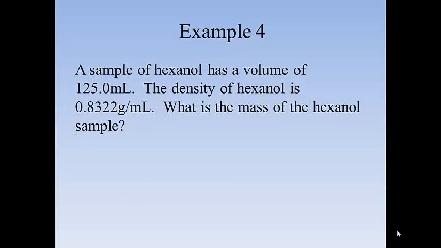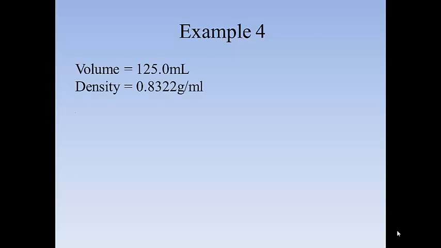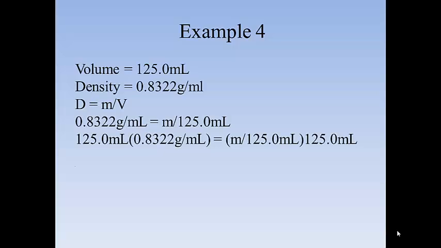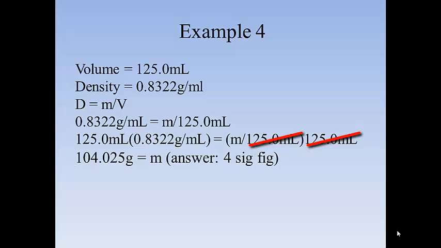Example 4. You have hexanol, 125 milliliters of the stuff, as a matter of fact. You're given the density. What's the mass of the hexanol you have? I'm going to give you a couple of seconds and then come back with the answer. Here is the correct answer. You know the volume. You've got the density. You know the equation. Density is mass divided by volume. Plug the values in. Multiply both sides by 125 milliliters, so it cancels out on the right-hand side. You've got 104.025 grams equals the mass. 4 significant figures. And so 104.0 grams is the mass.